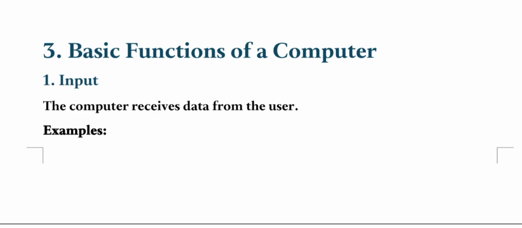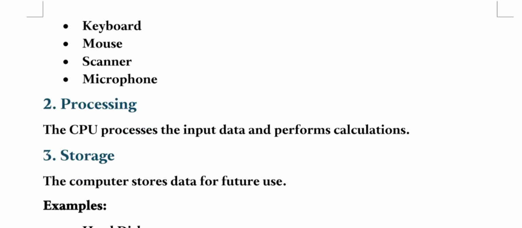Basic functions of a computer. Input. The computer receives data from the user. Example: keyboard, mouse, scanner, microphone. Processing. The CPU processes the input data and performs calculations.